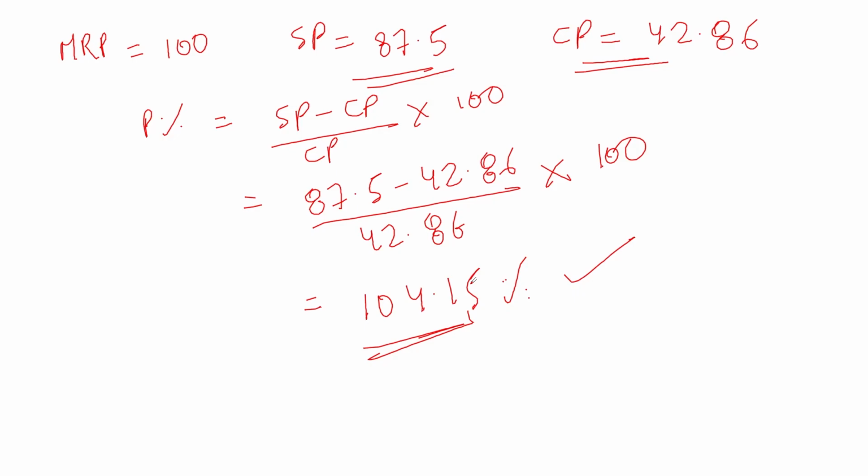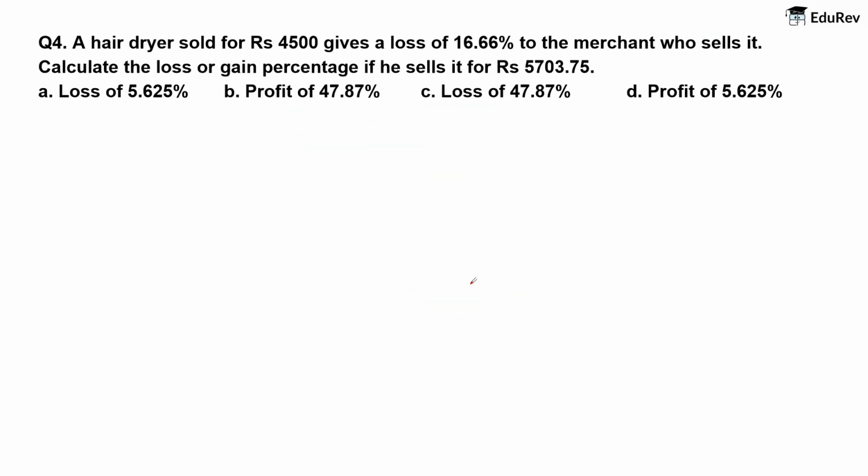So with this, we have completed the third question. Let's move to the fourth one, which says a hair dryer sold for rupees 4,500 gives a loss of 16.66% to the merchant who sells it. Calculate the loss or gain percentage if he sells it for rupees 5,703.75.